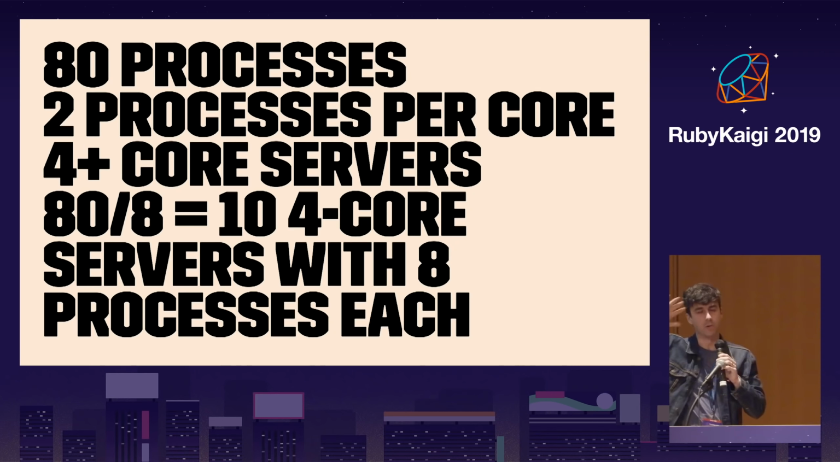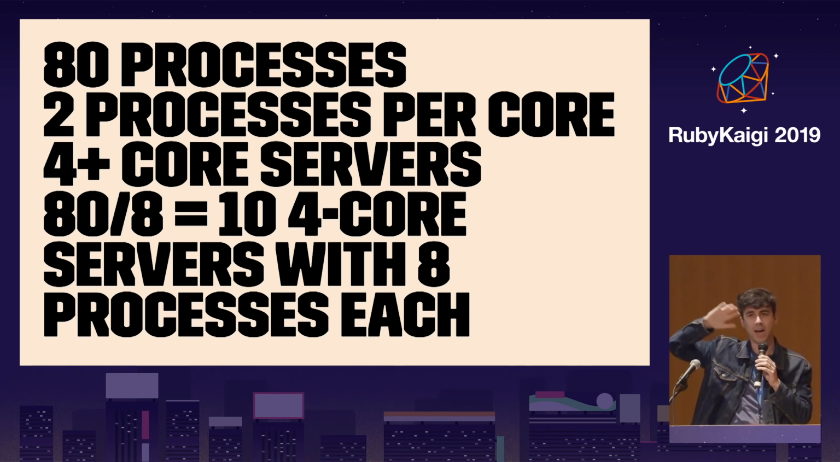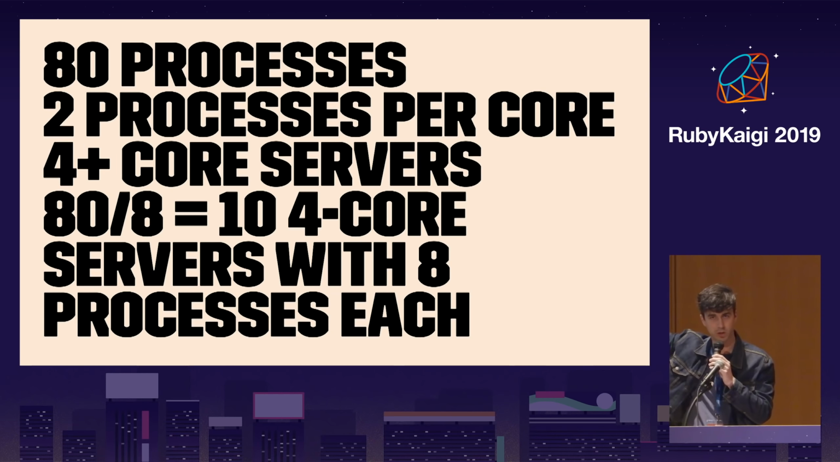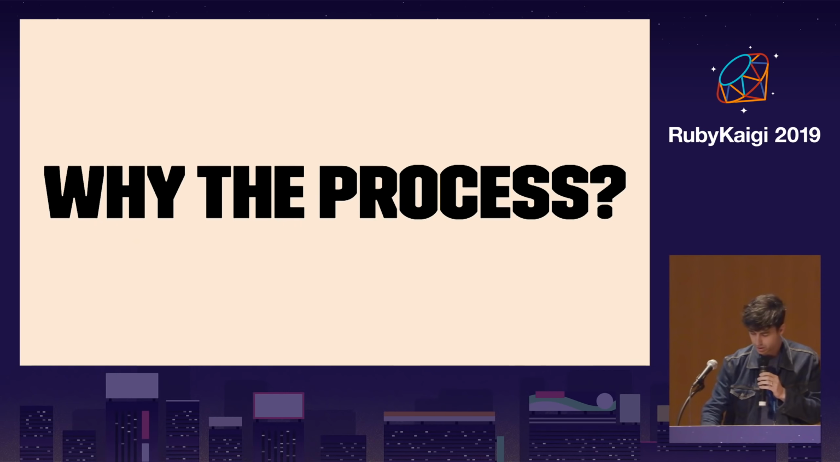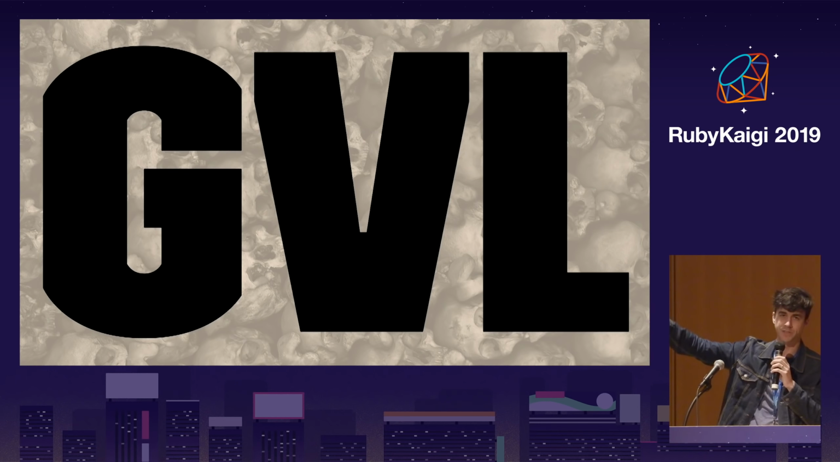So that just gives you an idea with those 80 processes. If I have 4-core servers, I'll divide my processes among those servers in that way. Why am I talking about processes and not threads? The short answer is the GVL.